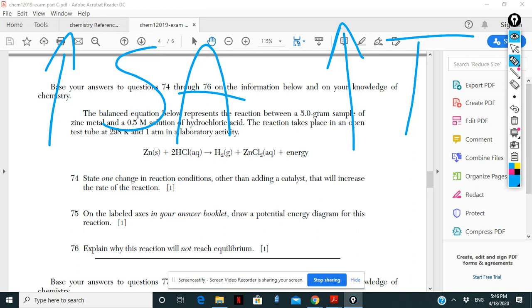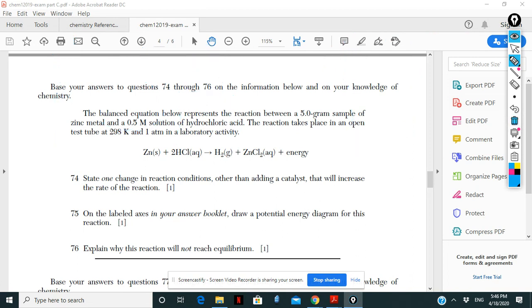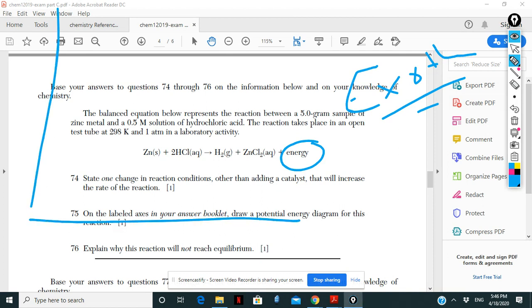Now, draw a potential energy diagram. If you observe, the reaction is going to yield energy, which means it's exothermic. So what does it mean? The energy of the products is less than the energy of the reactants. So it's going to be like that. And that's going to be the activation energy.